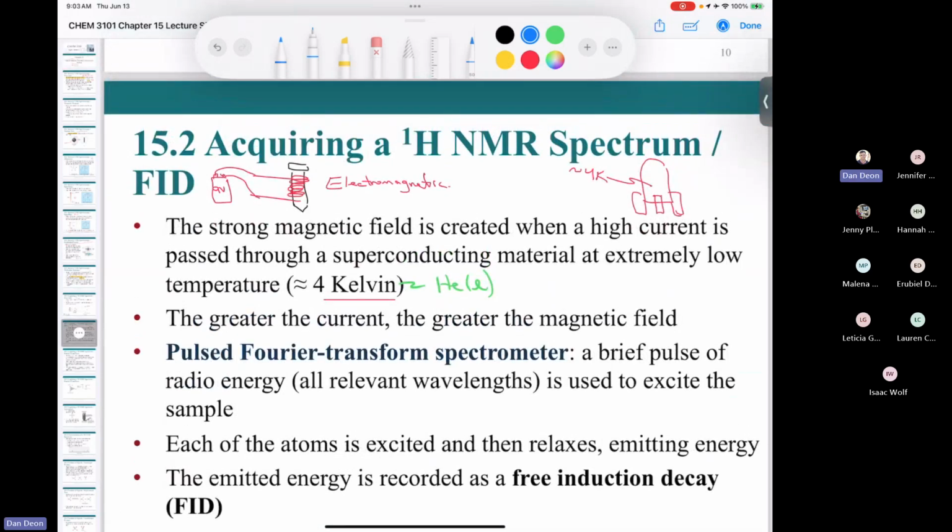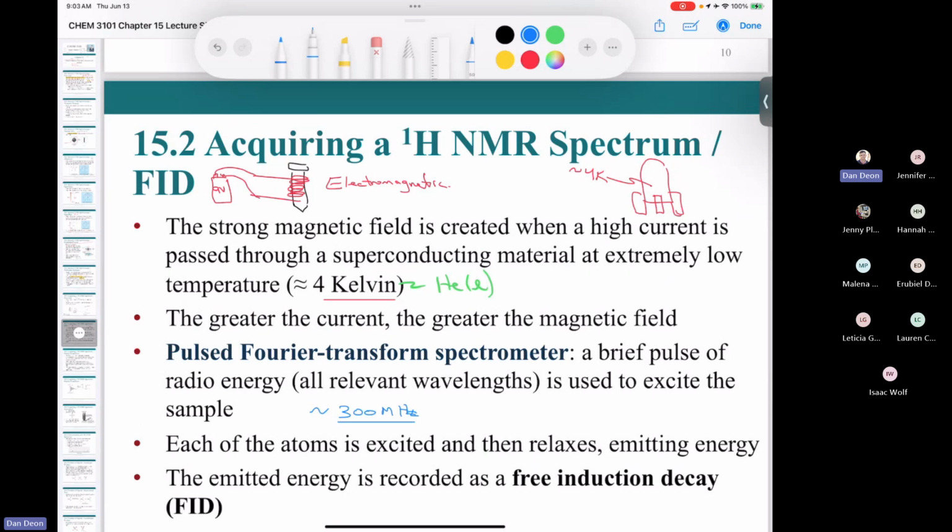Now, when we put the sample inside the magnet, we pulse it with all the relevant frequencies of electromagnetic radiation that are going to cause resonance to occur. We call that a pulsed Fourier transform spectrometer. It's not a huge range of wavelengths; they're all in the neighborhood of, let's say for a 300 megahertz spectrometer, something like 300 million to 300 million 5,000 hertz. So they're all very, very close to each other.